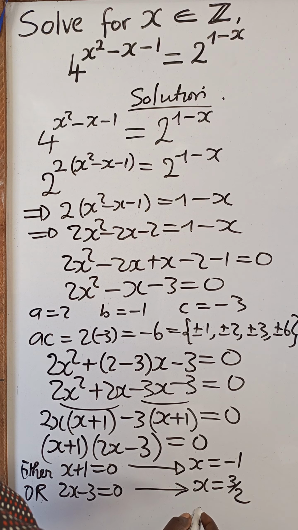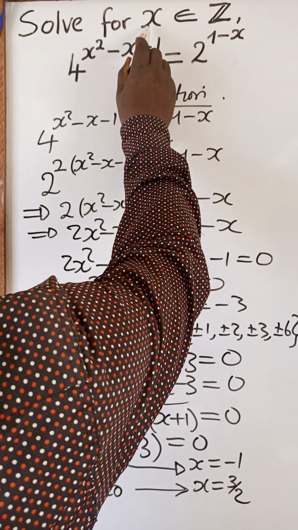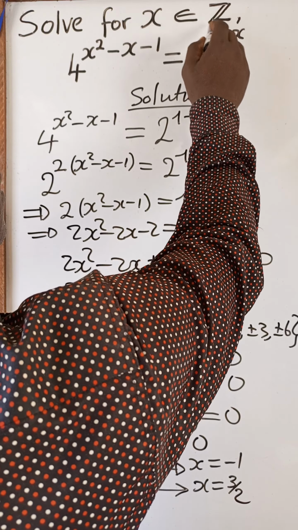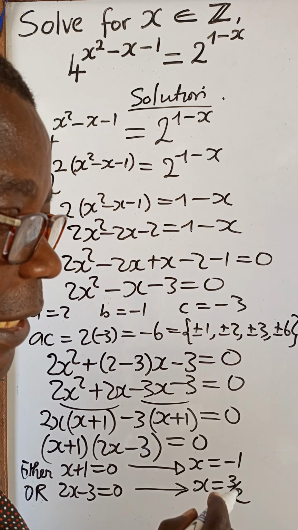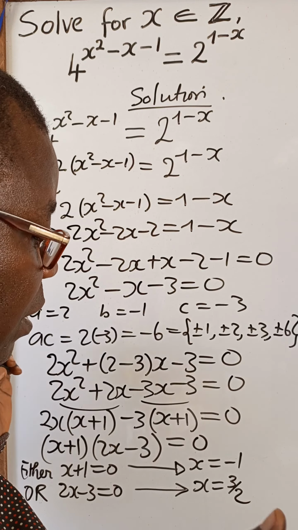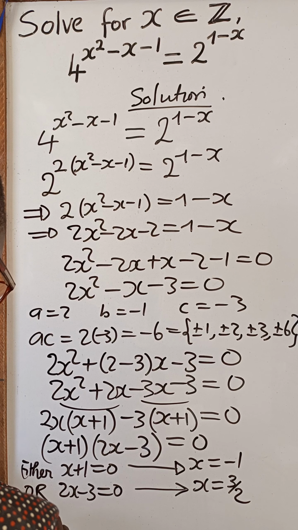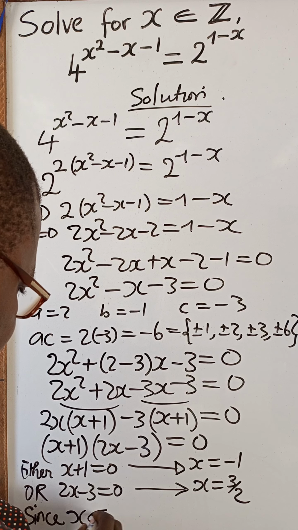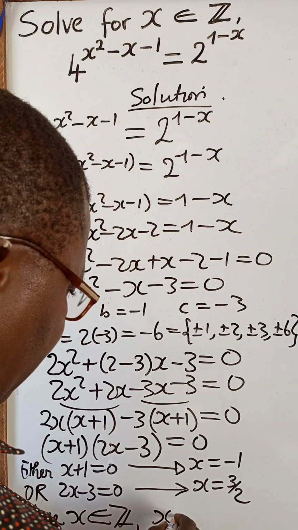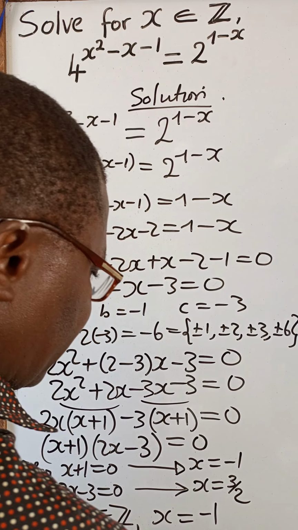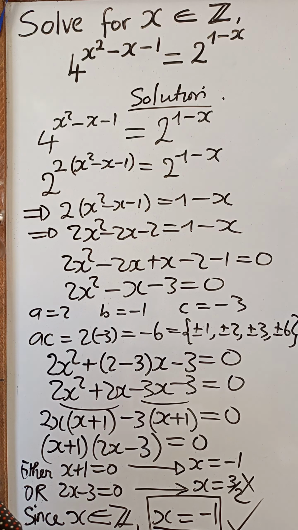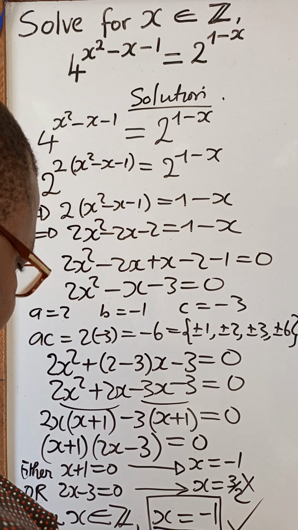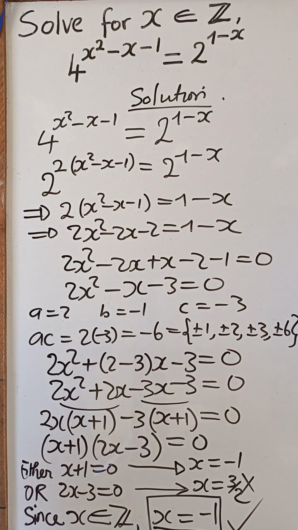But we should remember one thing. The question says we should solve for that x which is an integer. What are integers again? Integers are positive or negative whole numbers. No fractions, no decimals. So this last aspect of our solution is very, very important. Since x is an integer, the only value of x that is acceptable here is x equals negative 1. 3 over 2 is not an integer.